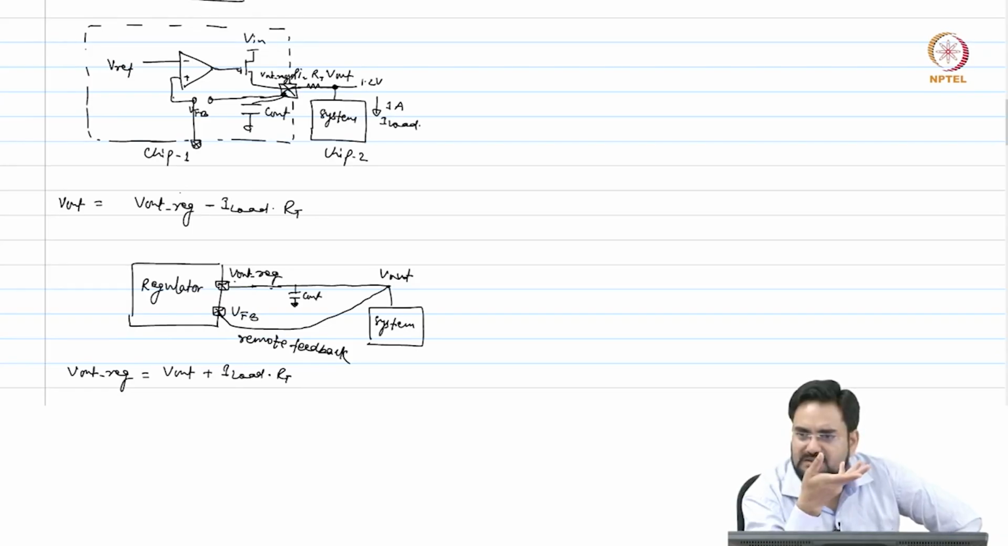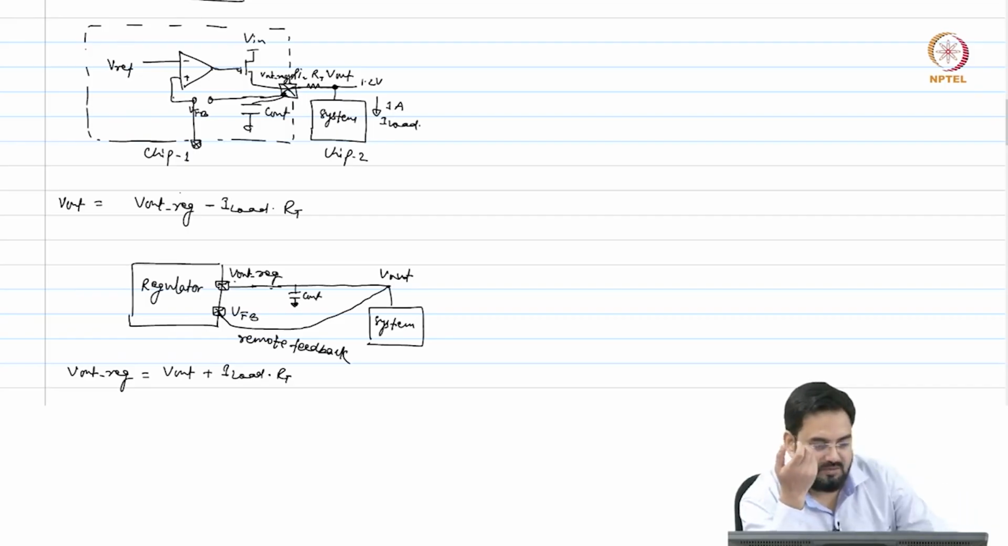RT is very small, so this pole will be at very high frequency, milliohm. Okay, that's a cost factor, one pin. What about efficiency? Will it increase or decrease or remain the same? Efficiency will decrease. Why? Sir, because this power is being dissipated over RT. But that was happening earlier also.